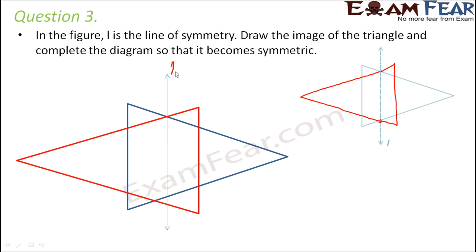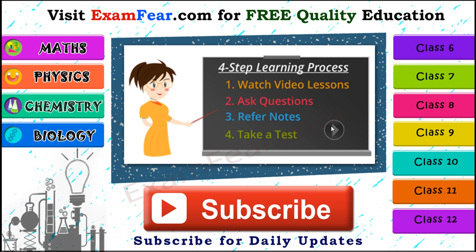So here you see this L is now the line of symmetry, because everything that you have on the left side of L is exactly equal to everything that you have on the right side of L. And if you fold the paper along L, the left side and the right side would completely overlap each other. So that means L is the line of symmetry.